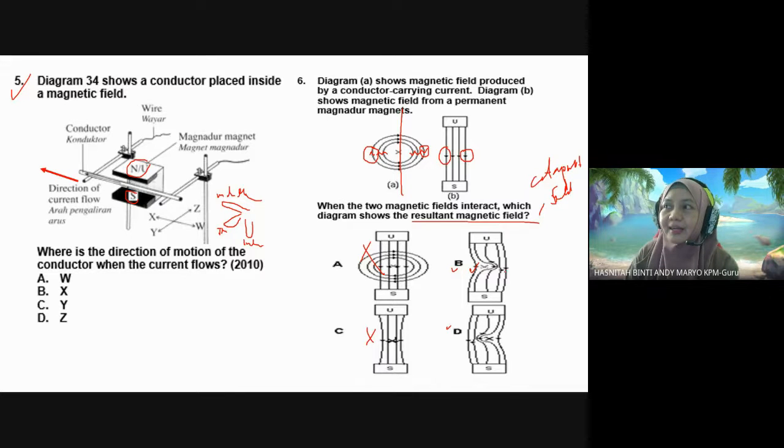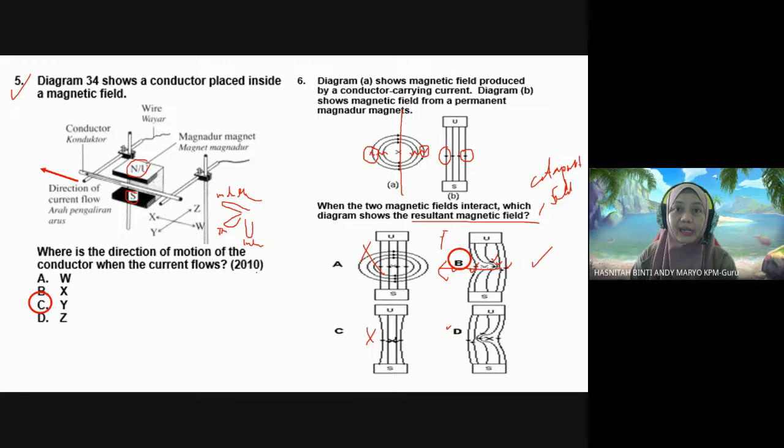So stronger is shown by more number of lines. Here it shows more number of lines. One line, two lines, three lines. This one shows one line only. So the correct answer is B, which means finally the force will be acting to the left, from the stronger magnetic field to the weaker magnetic field, which means the conductor will move to the left. Okay, so the answer for number 6 is B. Answer is B. Again, we call this a catapult field.